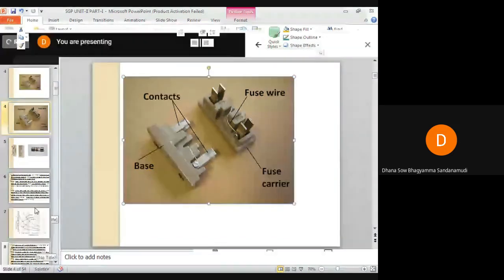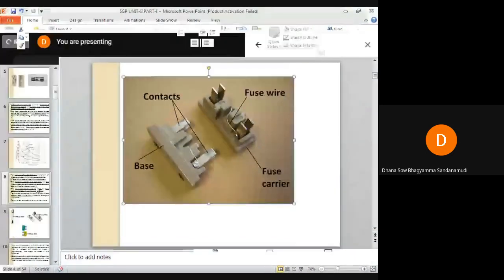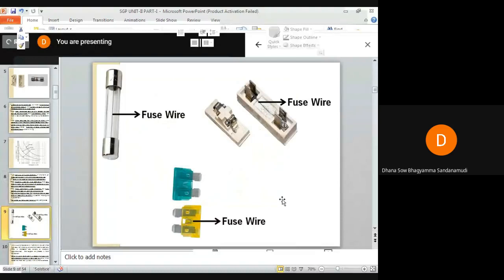You can see I am now showing you images. There are many images here. You can see these are all the fusing elements, fusing wires. This is a fusing wire. This is a fusing wire. These are three types. Of course, they are not the actual types in general. They are the fuses.